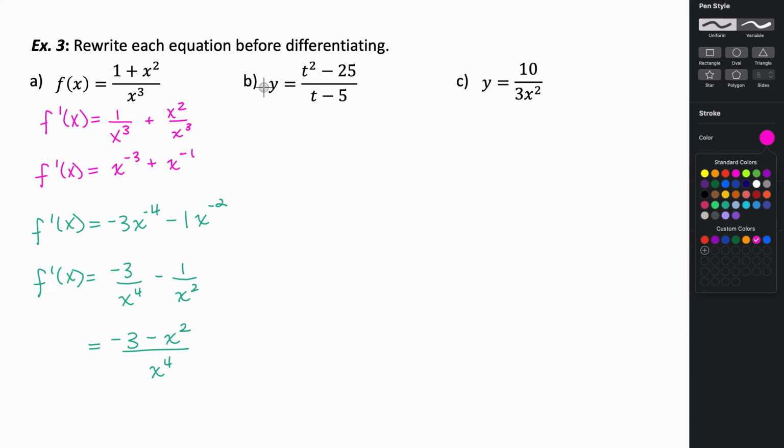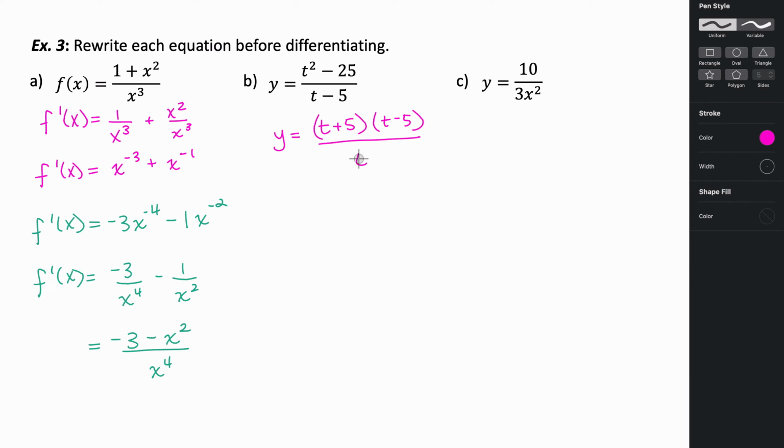So let's go ahead and try and rewrite this next expression. So this is going to be y equals, with the difference of squares, I'm assuming I'm going to have to factor. So (t plus 5) times (t minus 5), all divided by t minus 5. So in doing that, I can see that this t minus 5 is going to cancel, allowing me to rewrite my expression as just t plus 5. So when I take this derivative, which is a pretty nice one, I get that y prime is just going to equal 1. The derivative of t is just 1. The derivative of 5 is 0, giving me this.